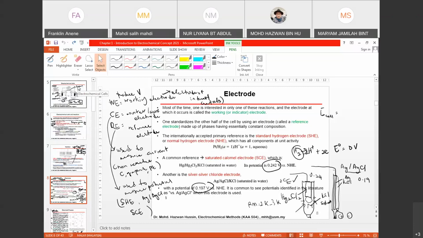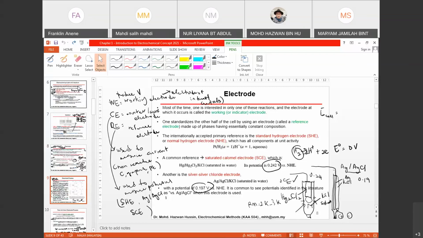We also have counter electrodes or auxiliary electrodes that are used to measure current, and normally this counter electrode will use non-reactive electrodes such as carbon, graphite, platinum, and so on. The last one is the reference electrode. The function of the reference electrode is to measure potential. Then we have different kinds of reference electrodes, ranging from saturated calomel electrodes, standard hydrogen electrodes, silver chloride, and so on.